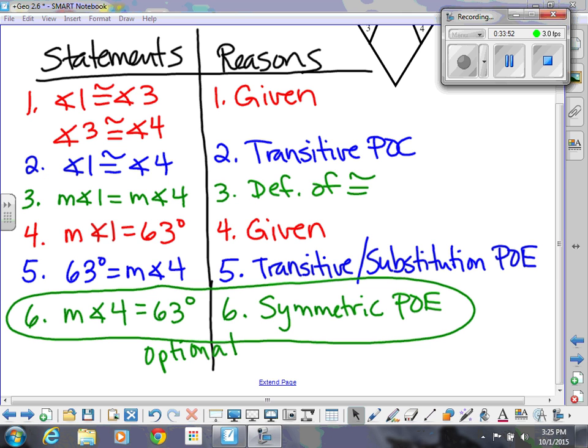Then from there, I used the other part of my given, and then I was able to do substitution, or you can call that transitive. Either one is fine. And then again, I don't think this last one is necessary, but it's optional if you want to make sure that it looks exactly like the proof statement where the measure of angle 4 is on the left-hand side. So there you go, guys.